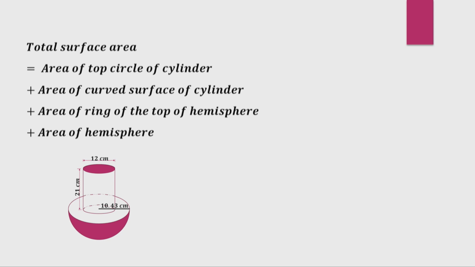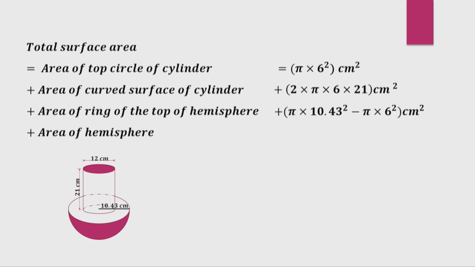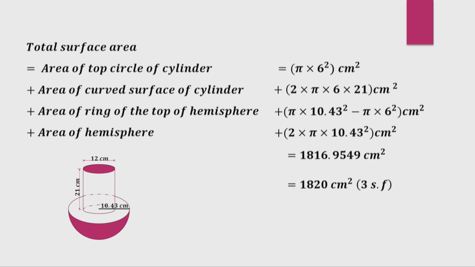Area of the top circle of the cylinder is equal to pi multiplied by 6 squared centimeters squared. Area of curved surface of cylinder is 2 multiplied by pi multiplied by 6 multiplied by 21 centimeters squared. Area of ring of the top of hemisphere is pi multiplied by 10.43 squared minus pi multiplied by 6 squared centimeters squared. And area of hemisphere is equal to 2 times pi times 10.43 squared centimeters squared. When we add all these 4 areas, we get 1816.9549 centimeters squared. Rounding this off to three significant figures, we get 1,820 centimeters squared.